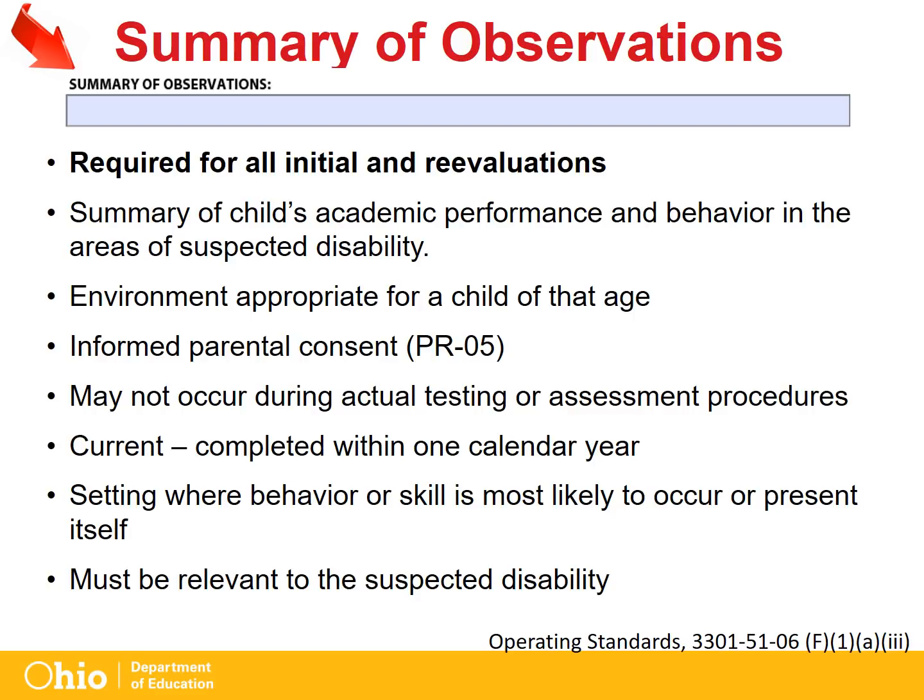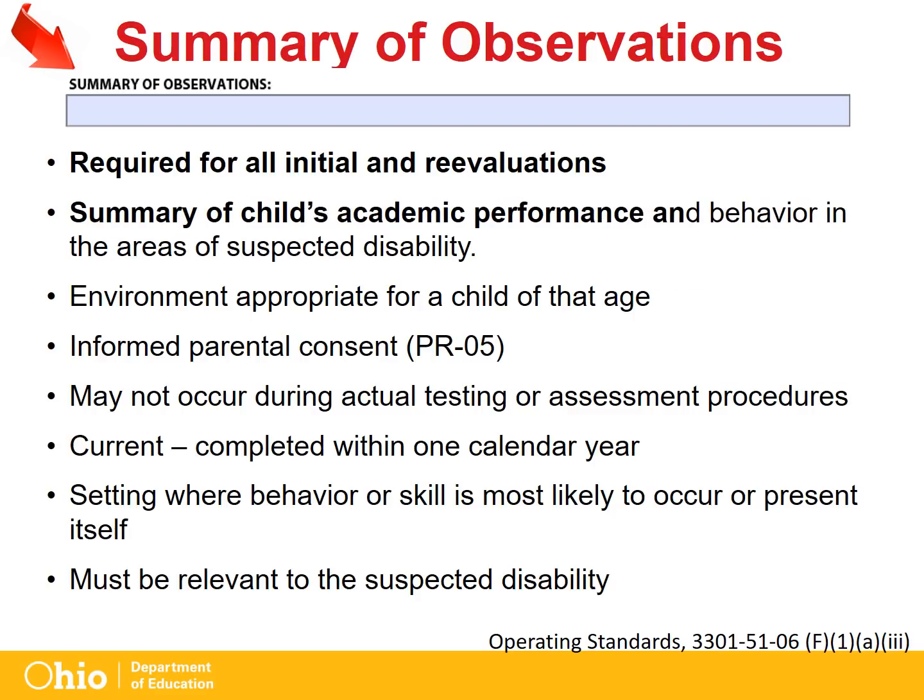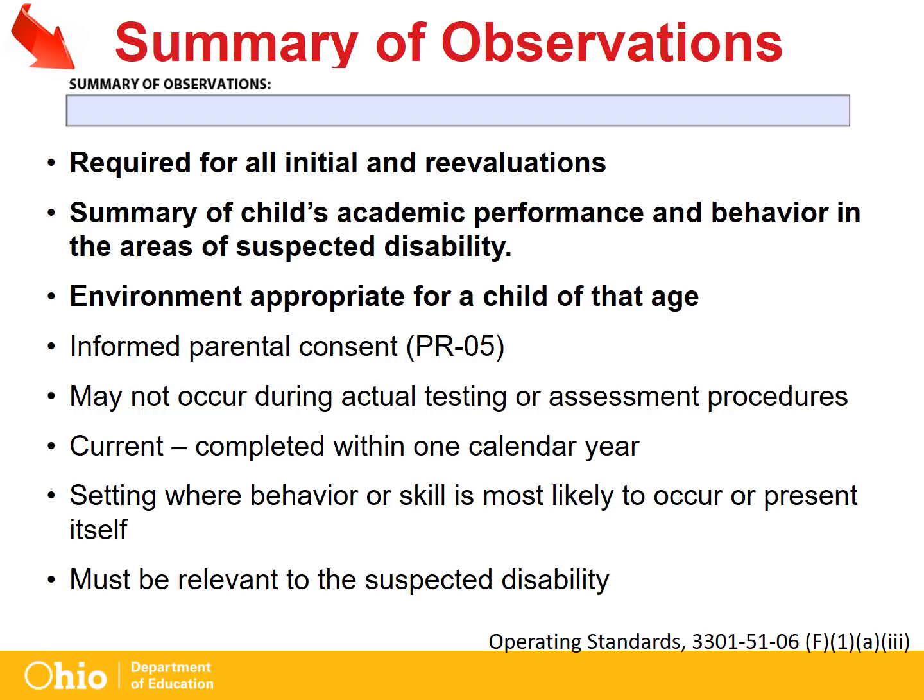The observation should include a summary of the child's academic performance and behavior in the areas of suspected disability, as observed in the child's learning environment, including the general education setting. Each observation conducted must be documented in Part 1 of the ETR by a licensed teacher or related service provider.